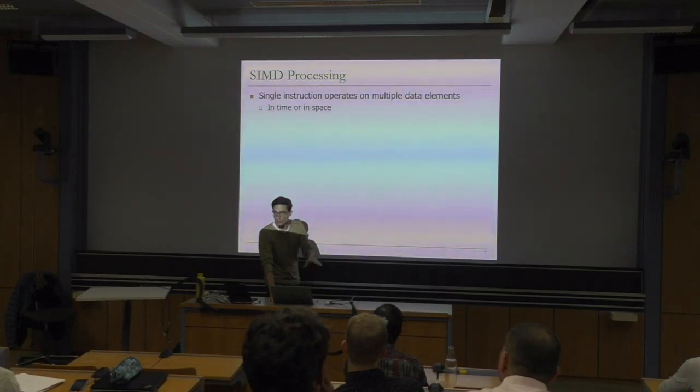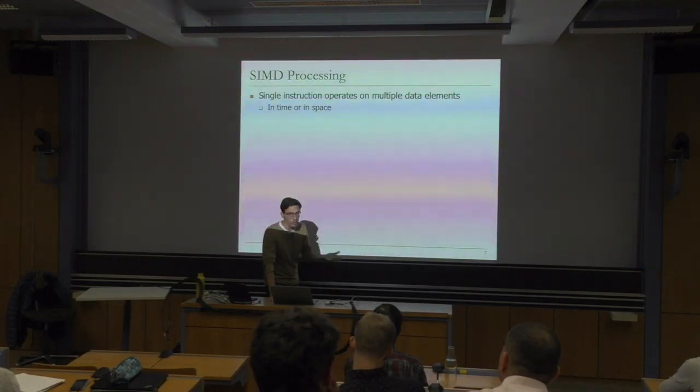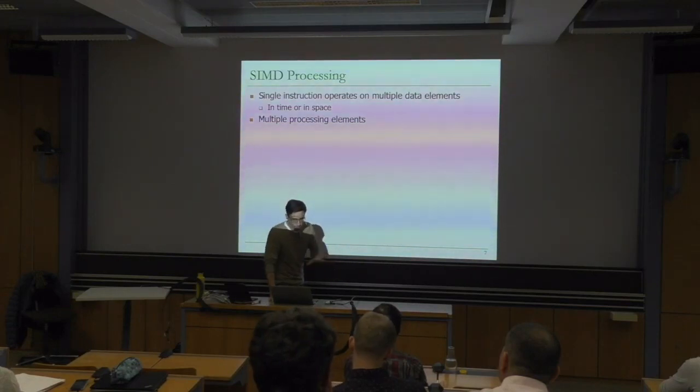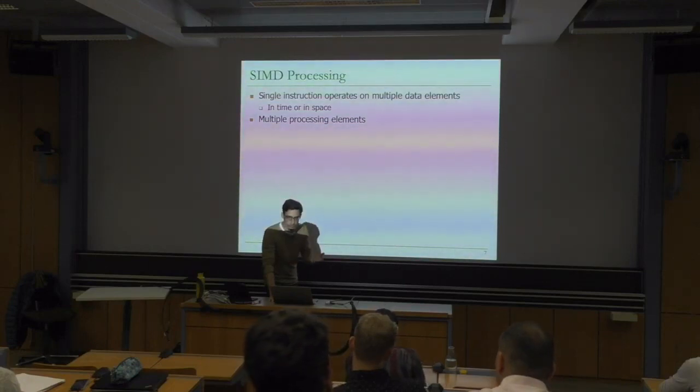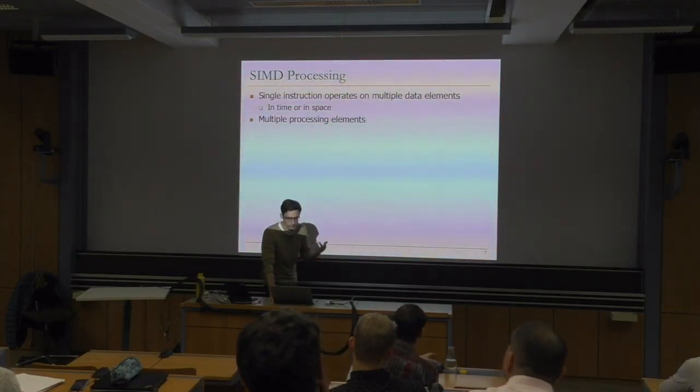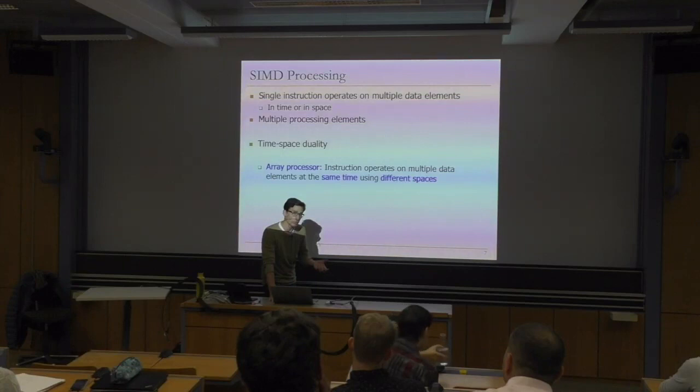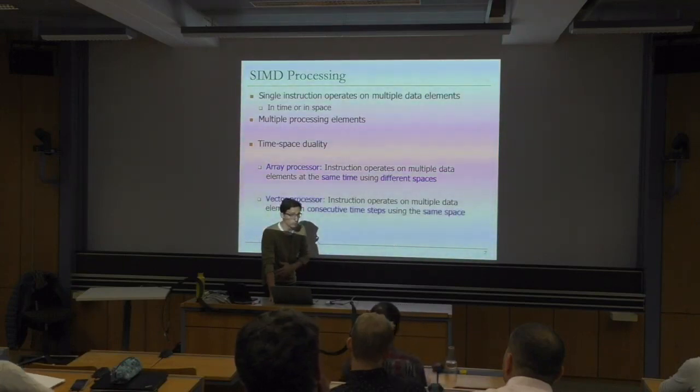So in SIMD processing, a single instruction operates on multiple data elements, and when we actually run the computation, when we actually have this concurrent execution that we were saying in the previous slide, this is something that can happen in time or in space. We will typically have multiple processing elements, not always. You will see some examples later, but we will typically have multiple processing elements, and we have this time-space duality that differentiates between what we call the array processor and what we call the vector processor.